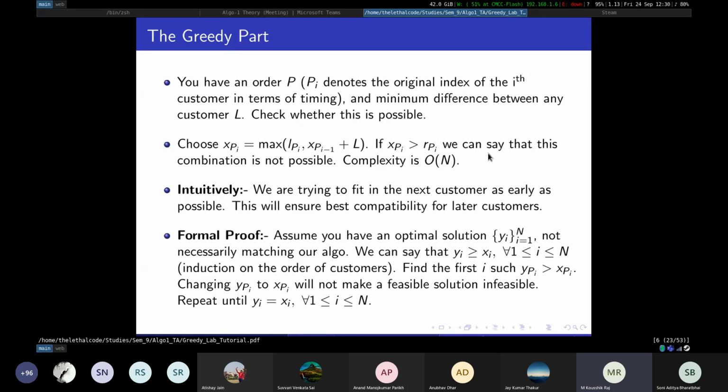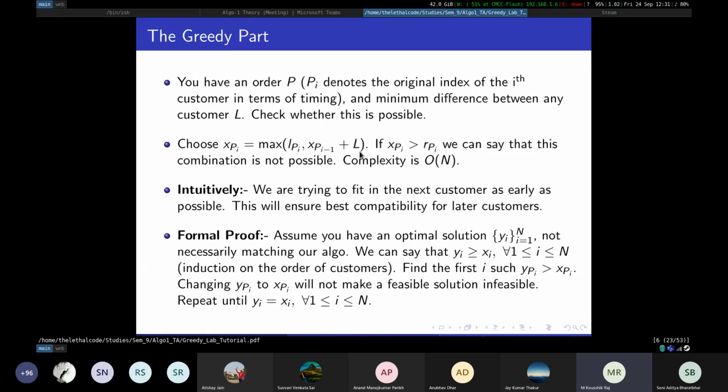If you want a more formal proof, assume you have an optimal solution which doesn't match our algorithm. Obviously, there can be other solutions which are not necessarily matching our XPIs. But one thing we can always say is that the ordering with the other one which is not following the algorithm will always have their YA, if we assume YA is the timing at which they come, always greater than XA. This can be easily proven if you start working with this equation and the order of enumerating the customers in terms of the time they come in.